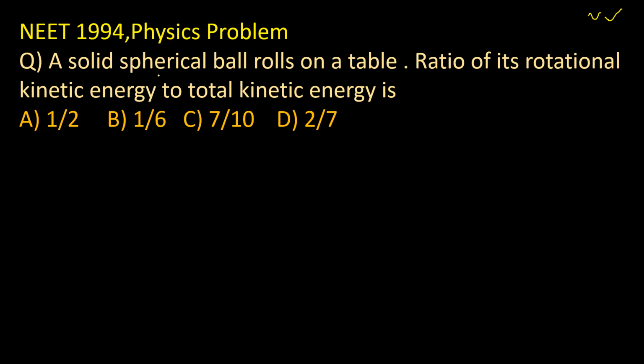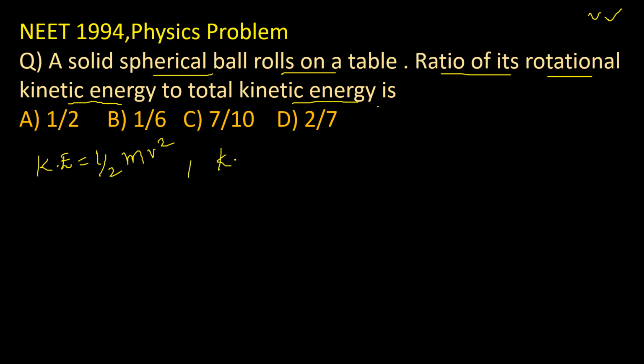A solid spherical ball rolls on a table. The ratio of its rotational kinetic energy to total kinetic energy is? Normally, the kinetic energy formula: linear kinetic energy is half mv square.